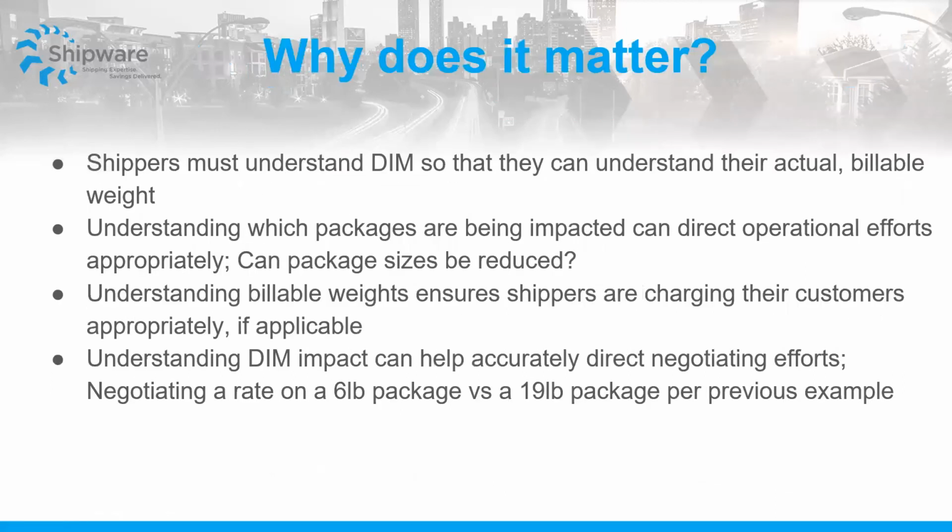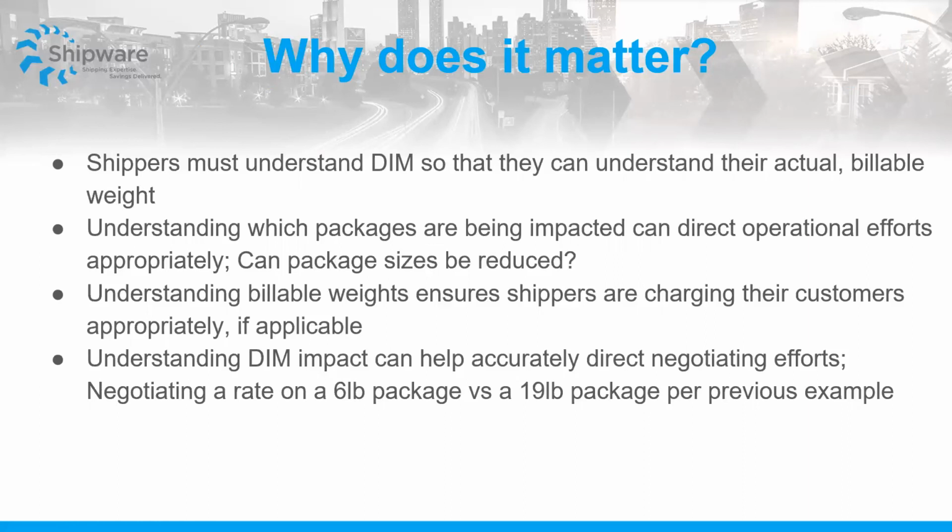Why does it matter? Well, obviously a shipper has to understand dimensional weight so that they know how they're being billed. You can't understand your costs if you don't understand your billed weights. So understanding which packages are being impacted can help a shipper direct operational efforts appropriately. Are there package sizes that can be reduced? Are shippers shipping more air than they need to? Can that be fixed? Understanding billable weights ensures that shippers are charging their customers appropriately, if applicable.